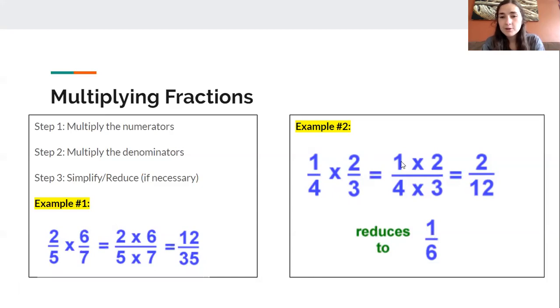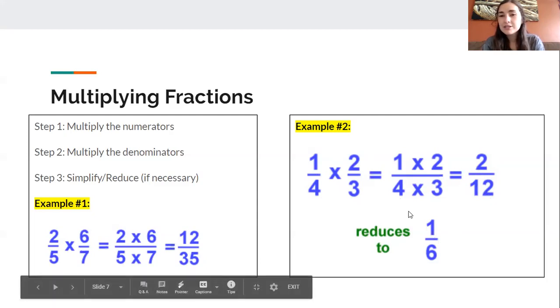Okay, if we look at example number 2, we have 1/4 times 2/3. We can multiply across, so we have 1 times 2 and 4 times 3. And 1 times 2 is 2, 4 times 3 is 12. 2/12 reduces or simplifies to 1/6.